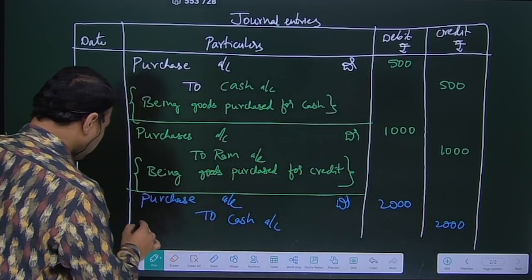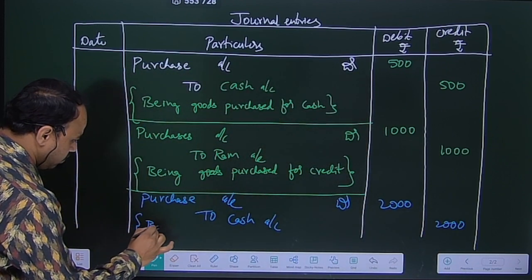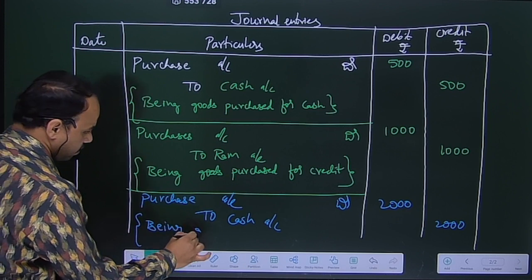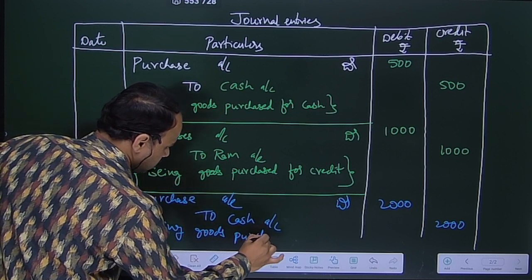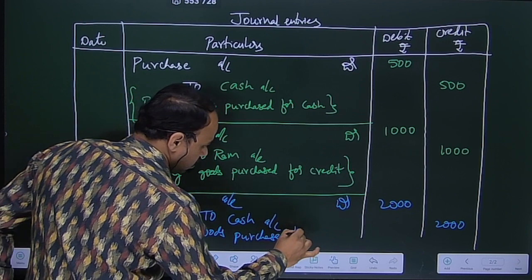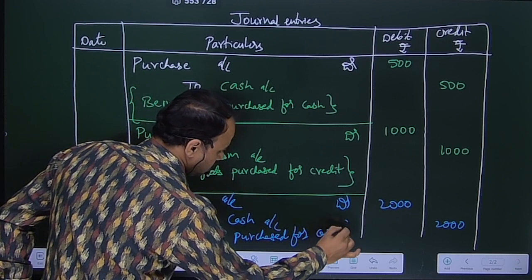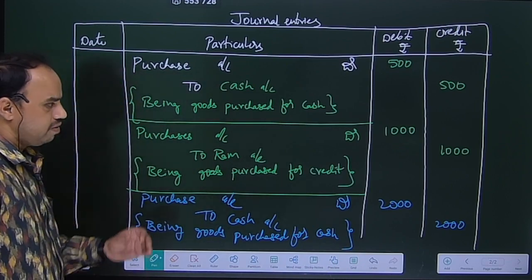Narration: being goods purchased for cash. Okay, so like this, very very simple.